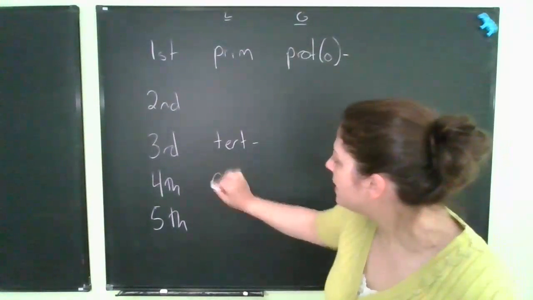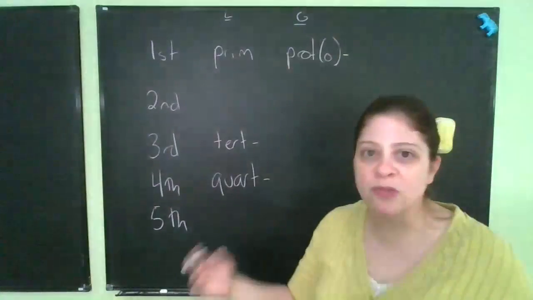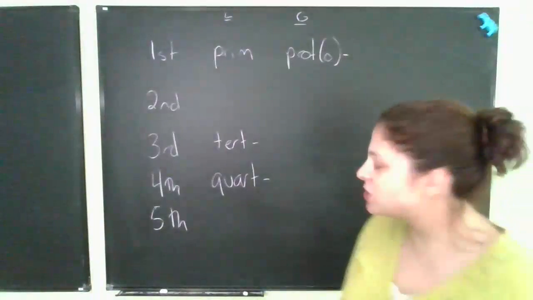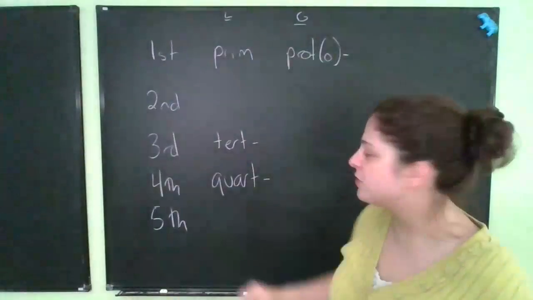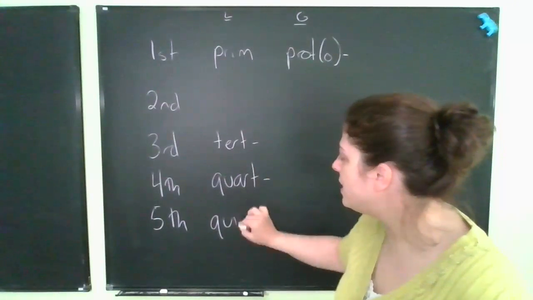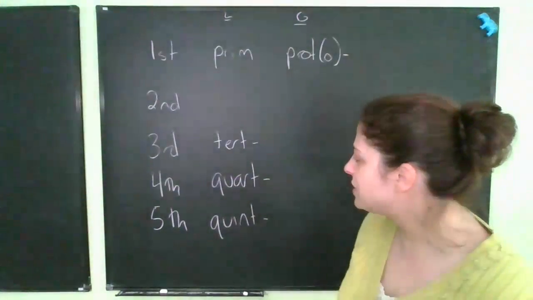For four, it is quart. Think of a quart is a quarter, is 1/4 of a gallon, or a quartile, or things like that. They have the sense of fourth or 1/4 of something. Fifth is quint. Right? It's like quintile and similar words.